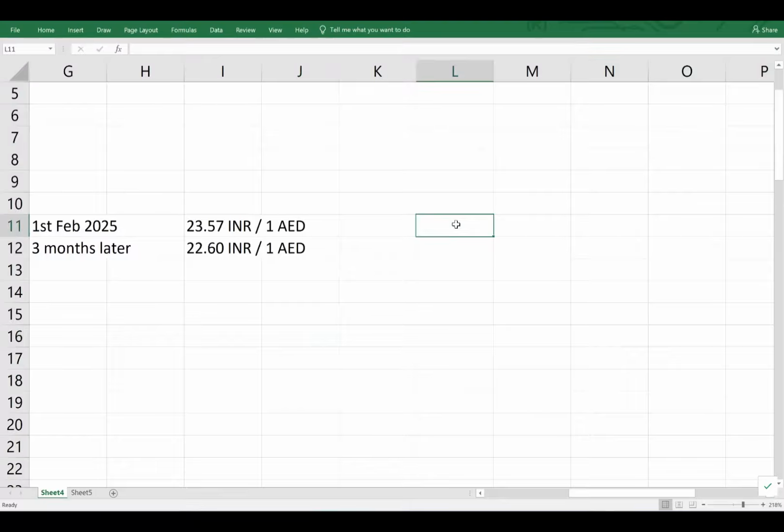So today, if we receive 100,000 rupees, 100,000 rupees divided by 23.57. If we receive money today from the Indian customer, how many dirhams are we going to get? 4242 dirhams we are going to get. If we receive after 3 months, at 22.60, I would receive more dirhams now. Why? Because my currency depreciates.